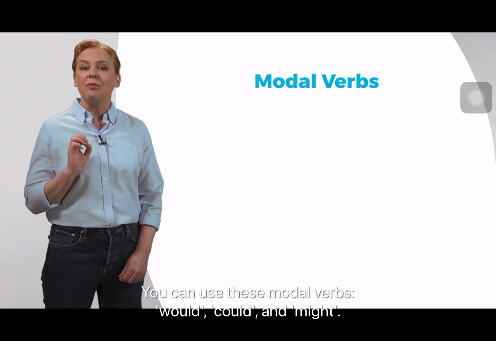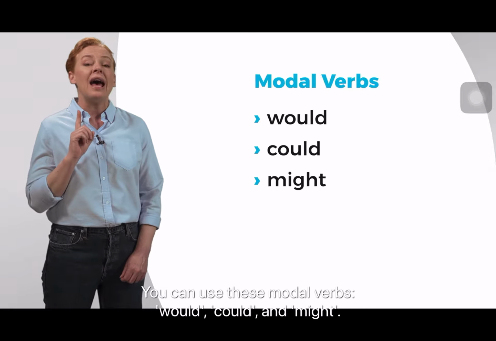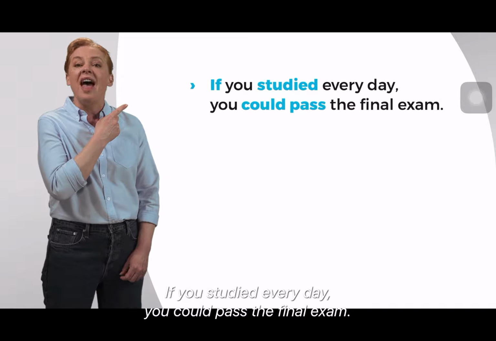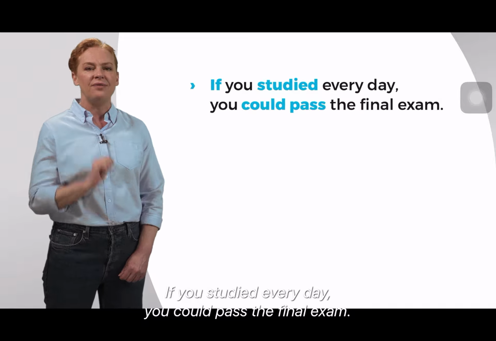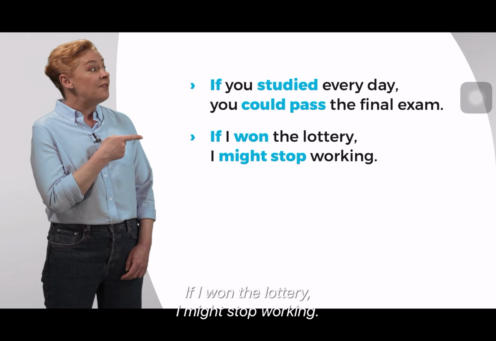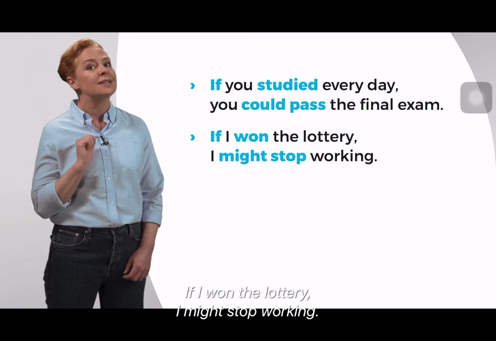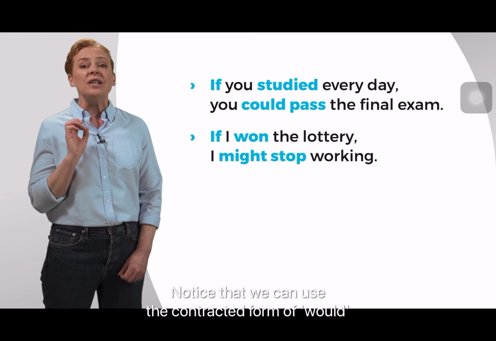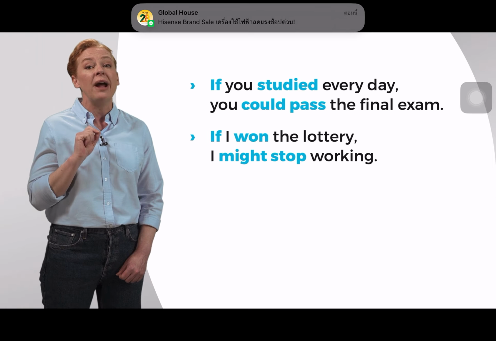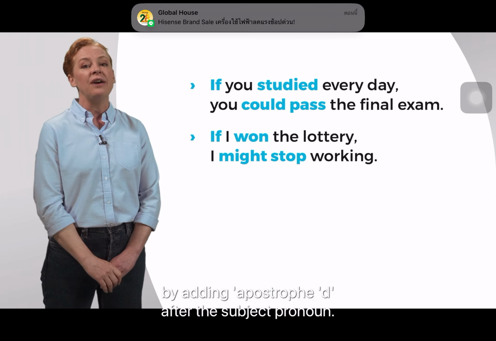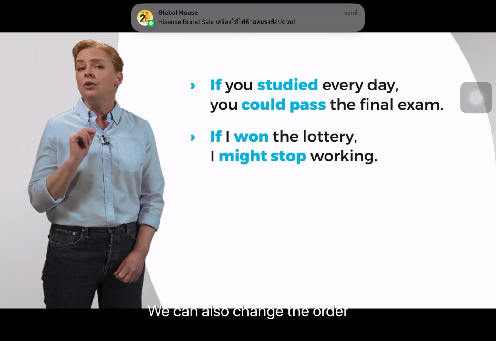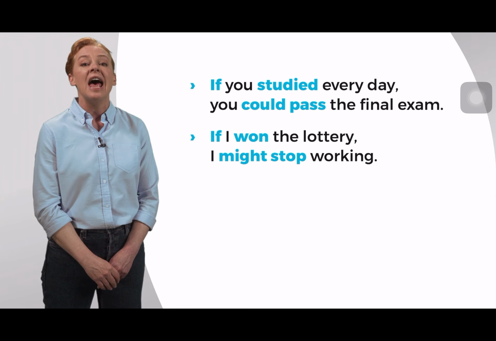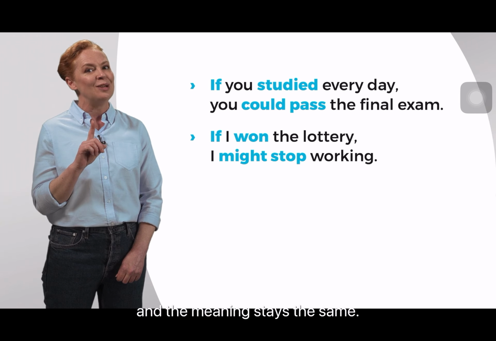You can use these modal verbs: would, could, and might. For example, if you studied every day, you could pass the final exam. If I won the lottery, I might stop working. Notice that we can use the contracted form of would by adding apostrophe D after the subject pronoun. We can also change the order of the two parts of the sentence and the meaning stays the same.